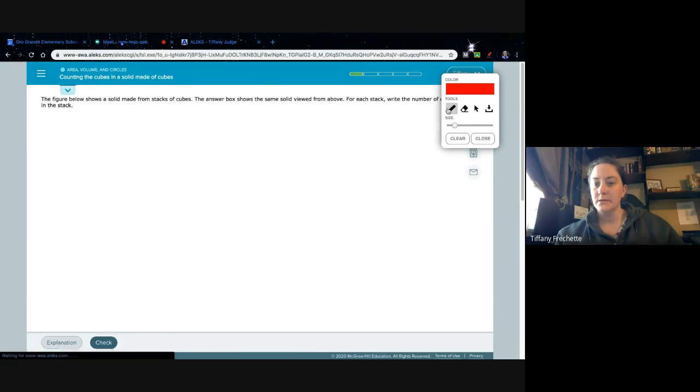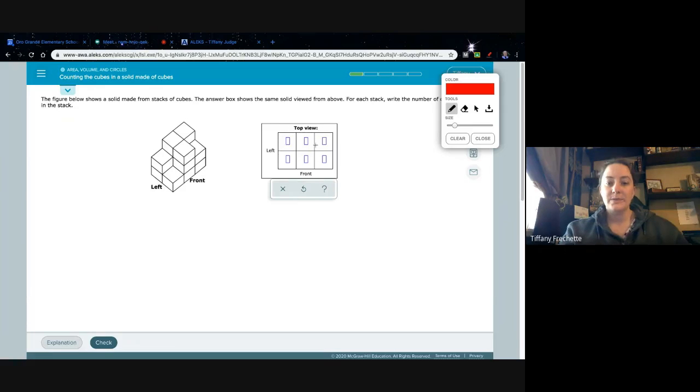Next. Okay, looking at this one, this one looks a little bit more like the example. So this left corner here, and they have left and front labeled for you. So this one is going to be this one. I'm just marking it as a reference for where I'm starting. That one I marked with red is 2 tall. The one right in front of it is only 1 tall.